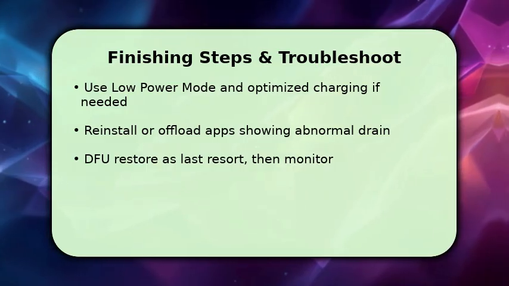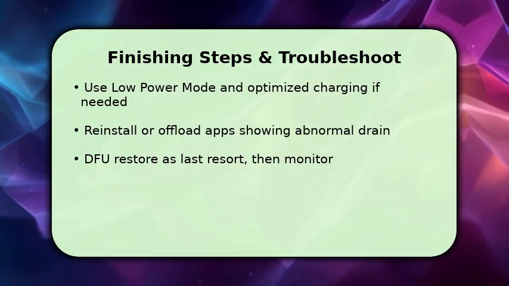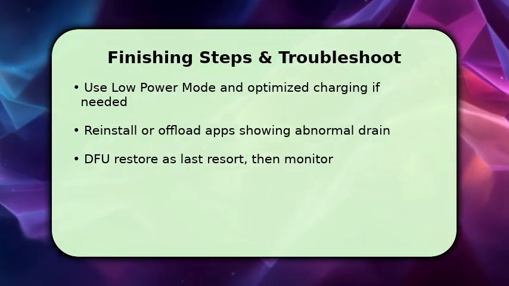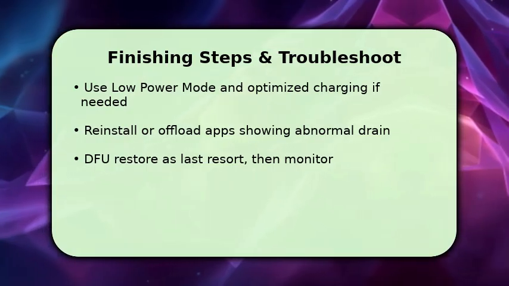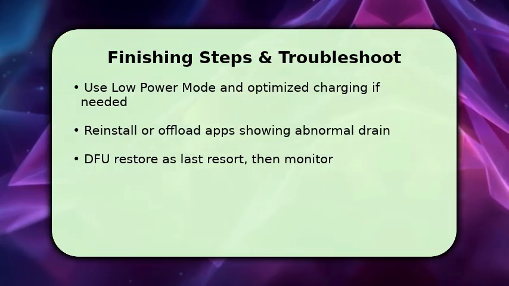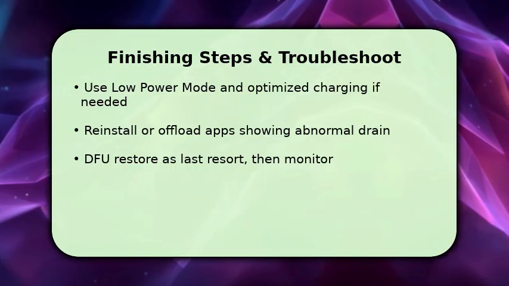This helps stabilize consumption. If a specific app still dominates usage, offload or reinstall it because a fresh install clears corrupt data. If problems persist, back up and perform a DFU restore to eliminate software-level corruption. This is the nuclear option.